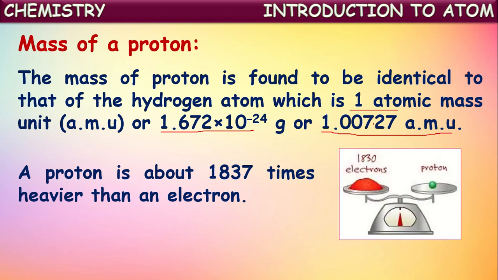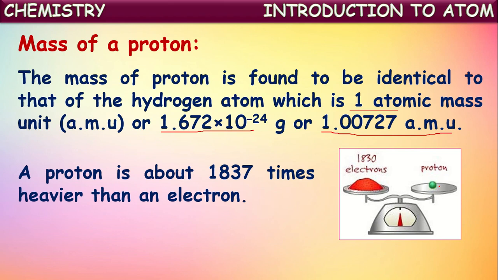If we try to balance the mass of a proton and electrons on a balance, then to balance one proton we have to take around 1837 electrons on the other side. So 1837 electrons' mass will equal the mass of one proton. That is why we said the mass of an electron is negligible when compared to the mass of hydrogen, or one proton. It is very less.